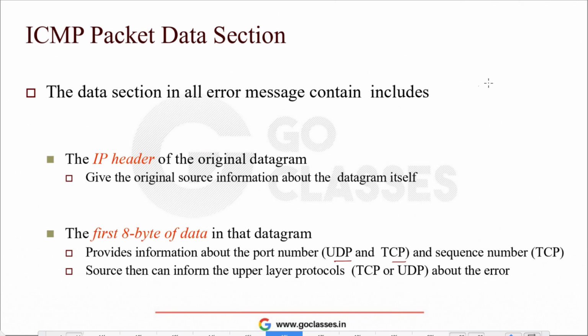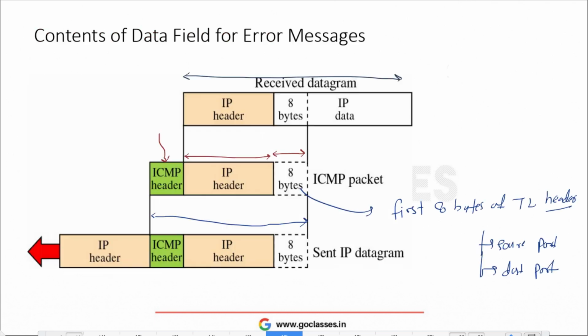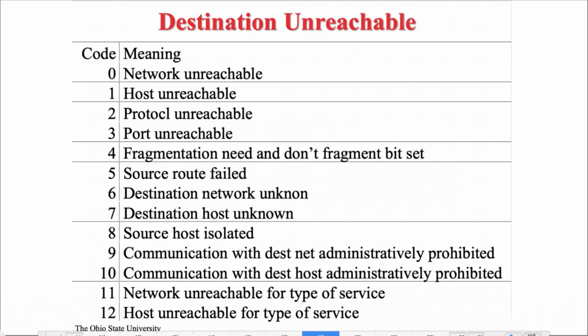So it helps us to determine which upper layer protocol we have used, and using that you can tell within the host, you can tell the particular process that there is an error, and the error reason is defined in the ICMP header, right? In the ICMP header, the error reason is there.